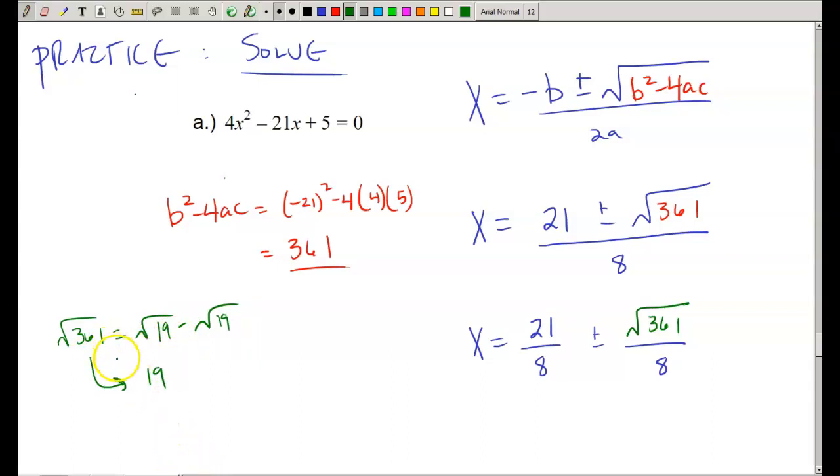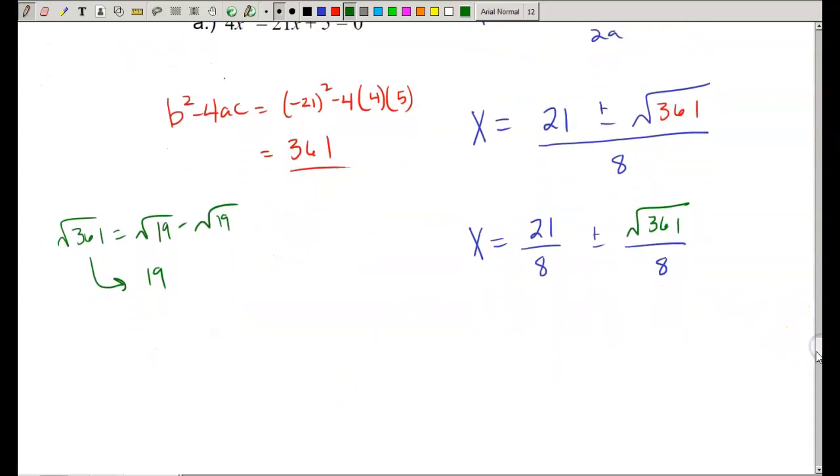Now, if we could reduce root 361 to something that still has a square root in it, we would still just bring it down to the simplest radical form. But in this case, it comes out really nice, and I have 19 there. So now my answer is 21/8 plus or minus 19/8.